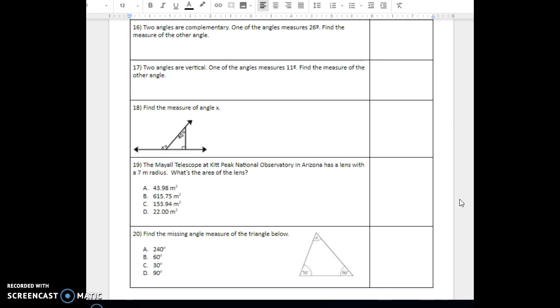20. Find the missing angle measure of the triangle below. A. 240 degrees. B. 60 degrees. C. 30 degrees. D. 90 degrees.